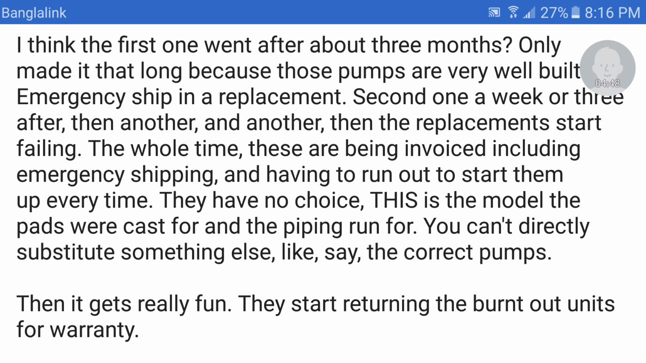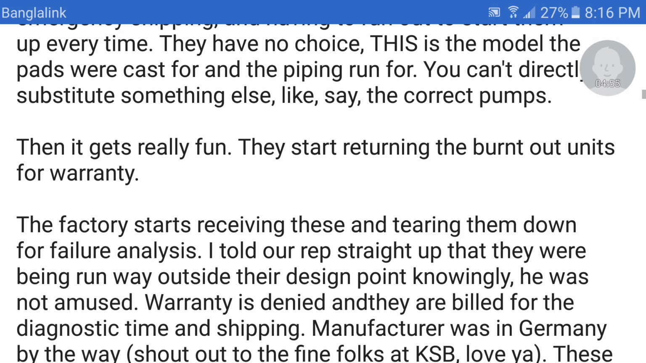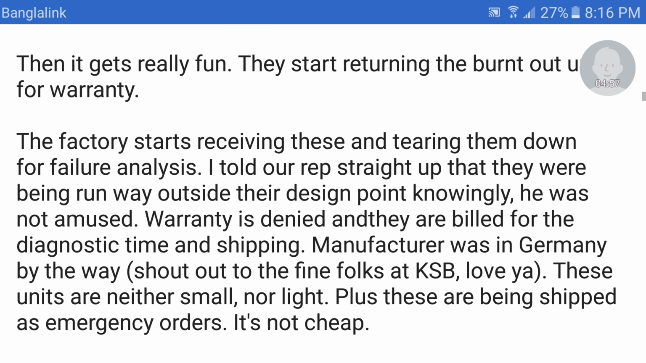Then it gets really fun. They start returning the burnout units for warranty. The factory starts receiving these and tearing them down for failure analysis. I told our rep straight up that they were being run way outside their design point knowingly.